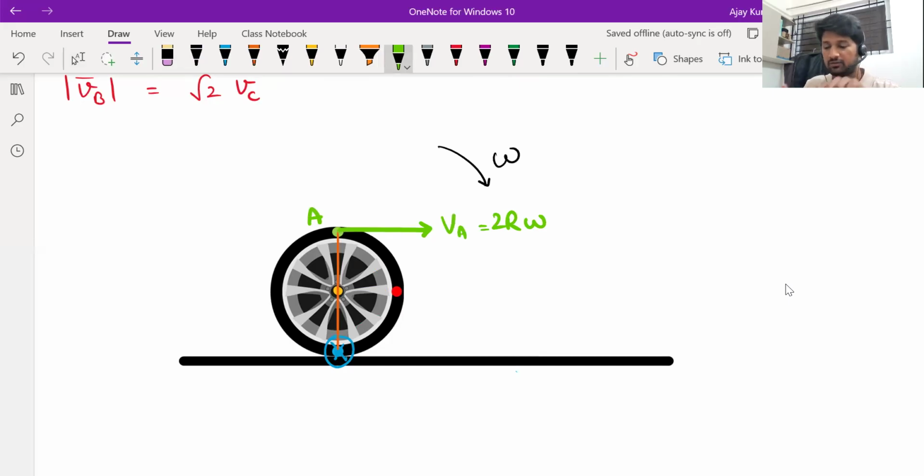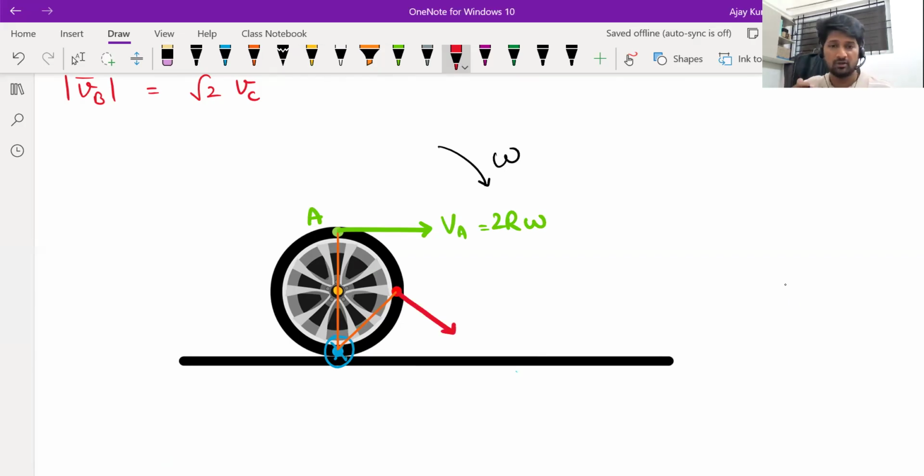Next, B. You have to imagine B in pure rotation about the instantaneous axis of rotation. So draw a line connecting them first. And B's velocity should be perpendicular to that line. So B's velocity will be like this. And how much will it be? Again, distance multiplied with omega.